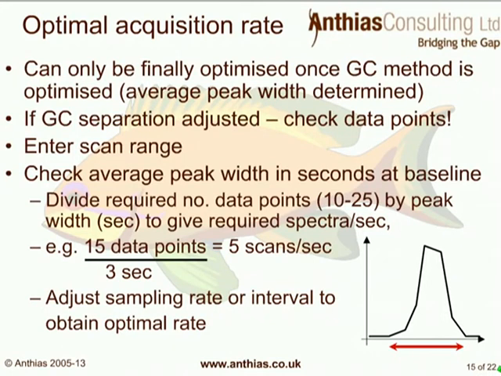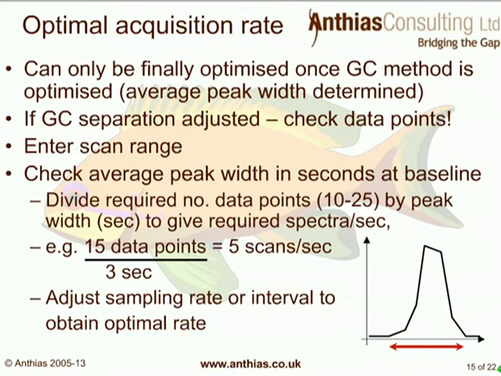If the GC separation is adjusted, we need to check the number of data points. So for example, if we make our GC method twice as fast, that means we're going to need to scan, or have an acquisition rate, twice as fast. So the first thing we do is enter the scan range, and that will determine how many steps there are.